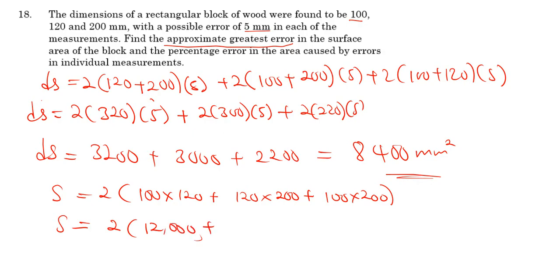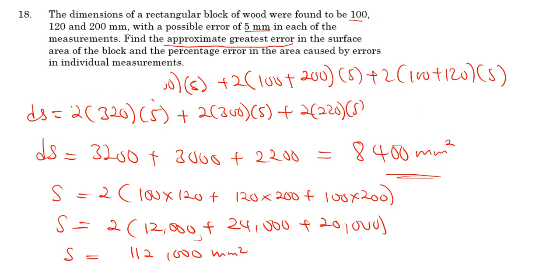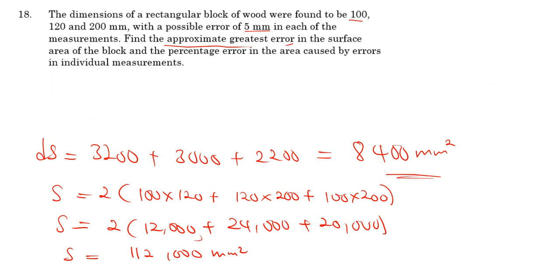Then you add the next one, you get 24,000 here, then plus that one is going to be 20,000. I add everything, then multiply by the 2. I just get 112,000. So this is millimeter squared. So this here is my initial surface area. But then how do I find the percentage error? So I erase here. So okay, I find the percentage error.